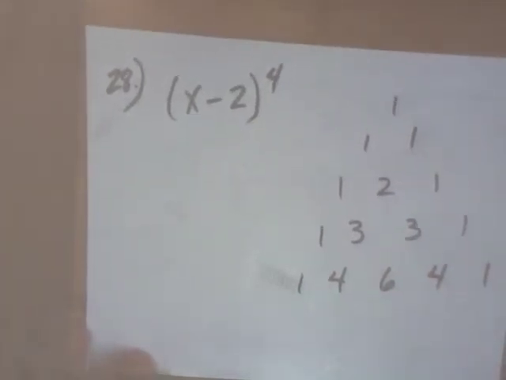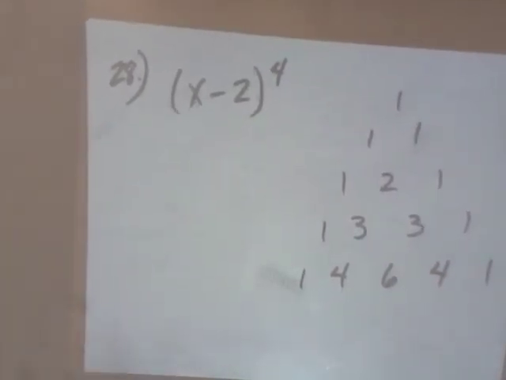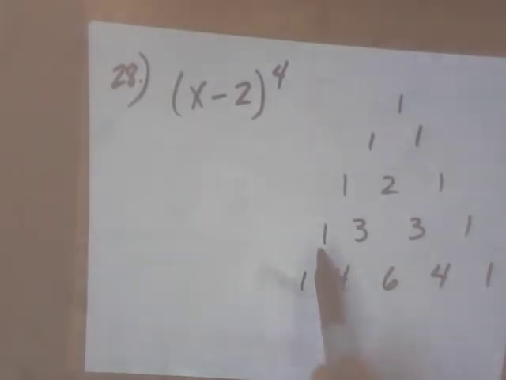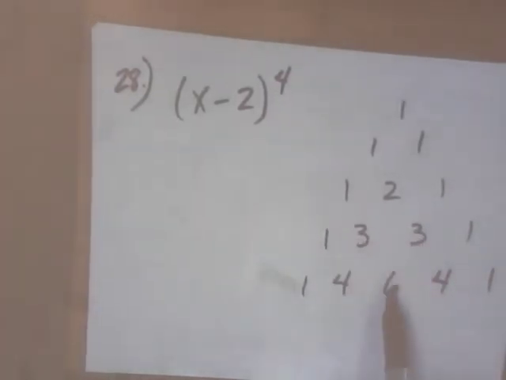You just add up the two numbers right above it. So I got this 4 because I added 1 and 3. I got the 6 because I added 3 and 3. The next line will be what? 1, 5, 10, 10, 5. And you always got a 1.